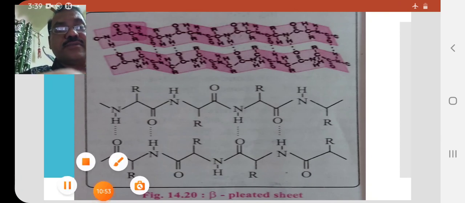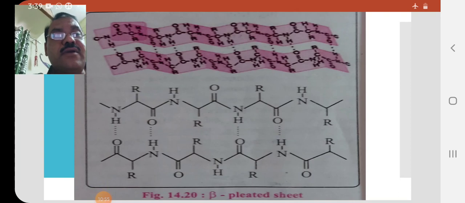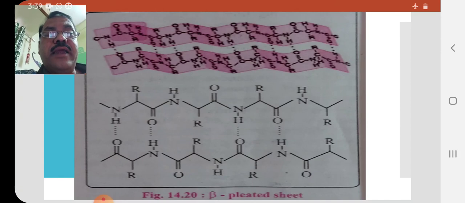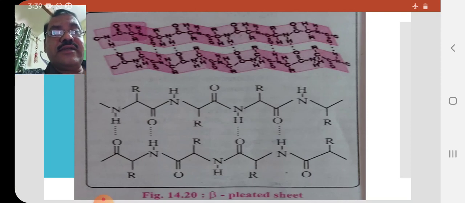In the next lecture, we will see the enzymes and the tertiary and quaternary proteins. It is reduced in your syllabus. Therefore, after primary and secondary, we are moving towards the next point, that is enzymes. So today we will finish this lecture with this beta pleated structure.